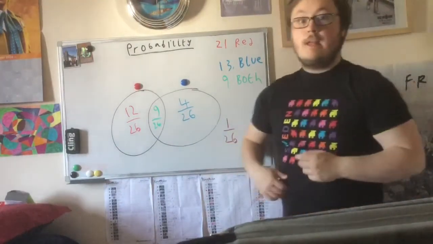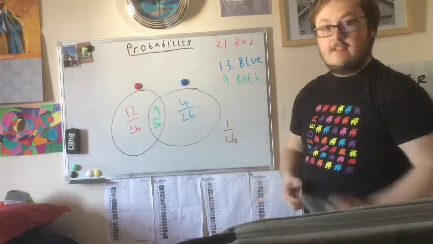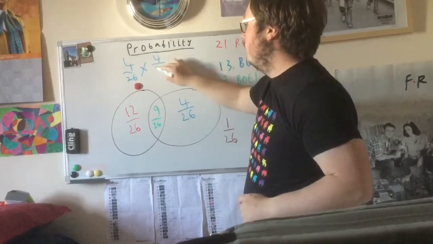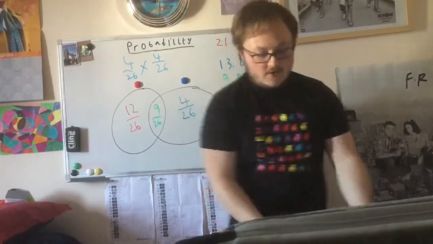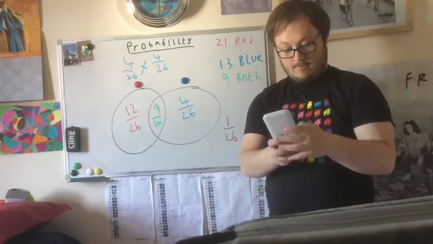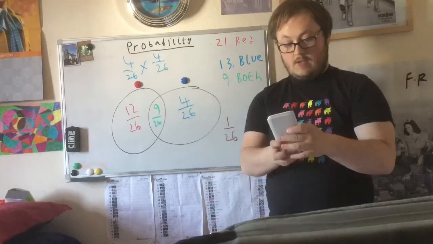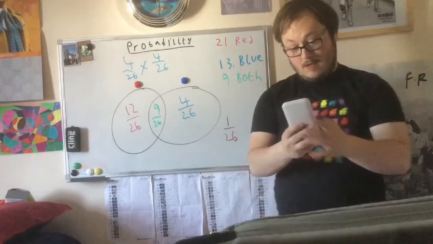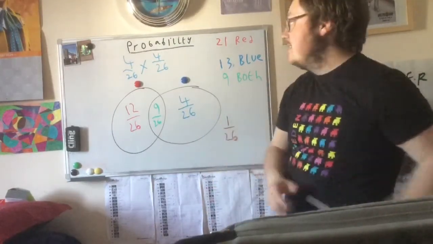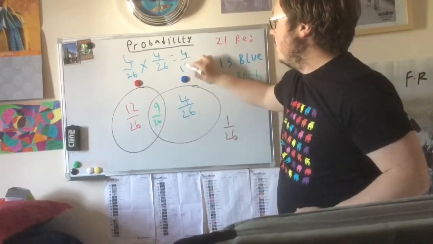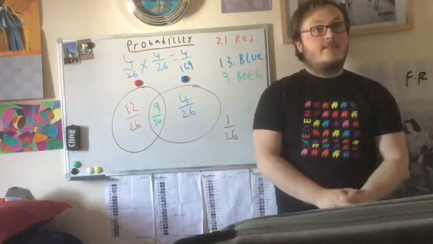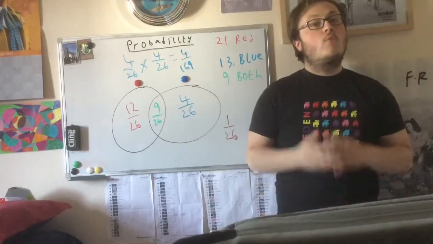Well, what's the probability of that? 4 over 26. So I drew it once, and then I drew it again. So you square them. So what's 4 over 26 times 4 over 26? You enter it into your calculators. And that gives you 4 over 169 to be exact. So the probability that you would draw 2 blue flags in a row is this. The Venn diagram is so helpful once you get your head around it.